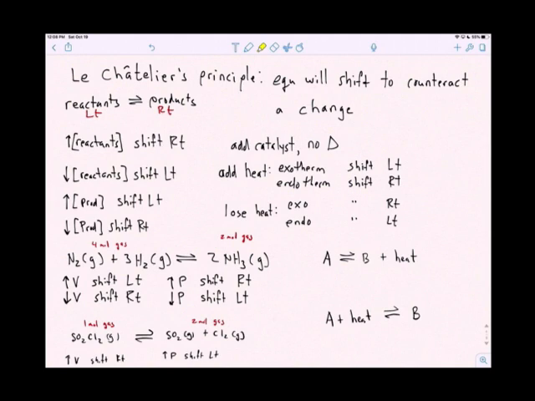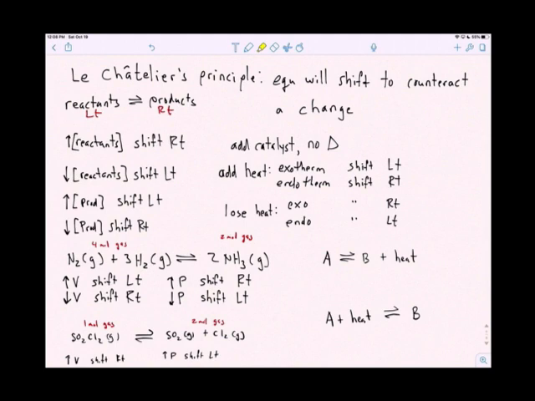Okay, but let's go back to chemistry. So reactants and products in equilibrium: reactants are left, products are right. If the concentration of reactants increases, that means the system is out of equilibrium and there are too many reactants. The system wants to get rid of reactants. How does the system get rid of reactants? It shifts right to form more products.